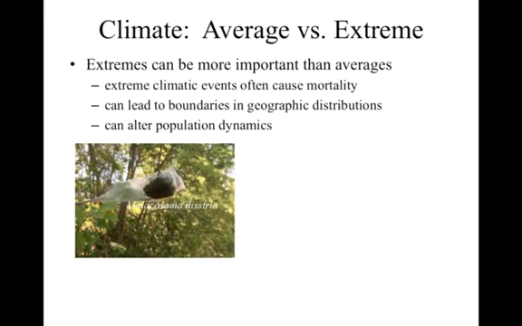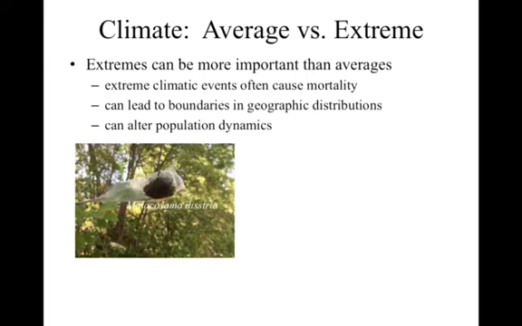What you might have noticed on the last slide is that the scientists didn't just use the average temperature over the year to predict where the plants might be found. And that's because extremes can be more important than averages. So the scientists in building that particular model for Australian plants actually incorporated the maximum temperature in the warmest month.